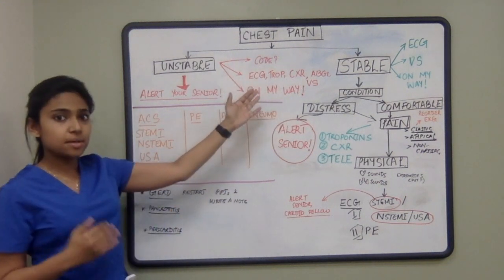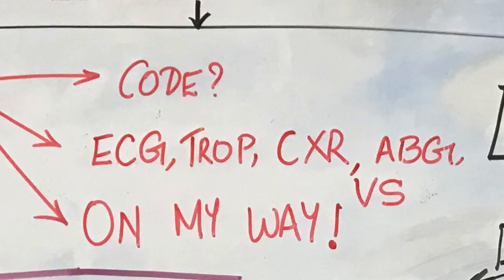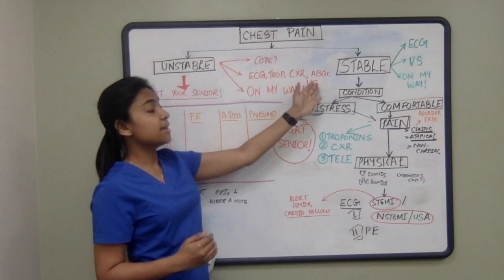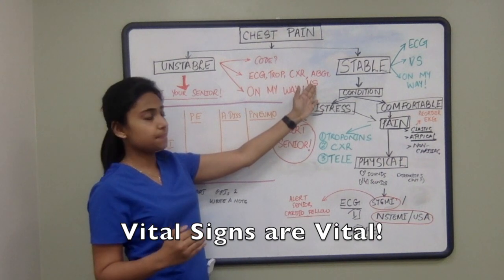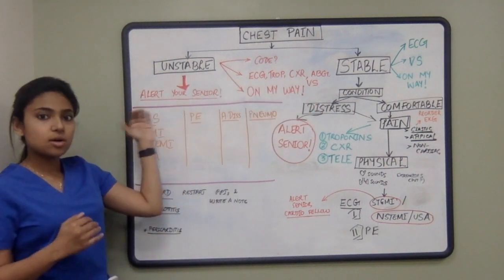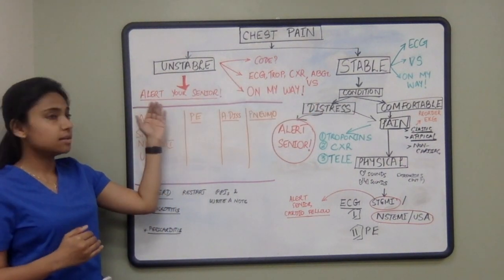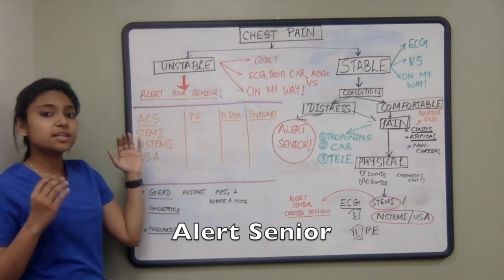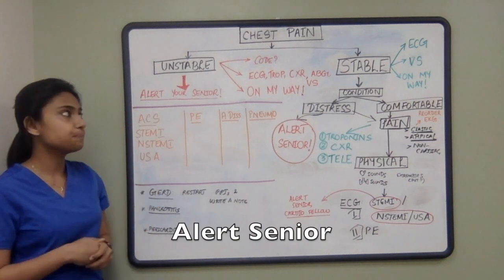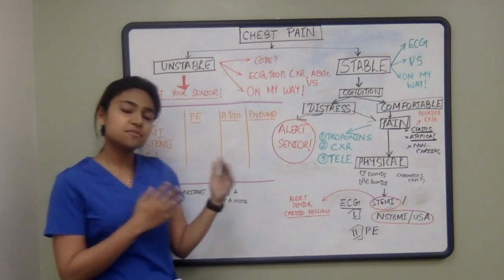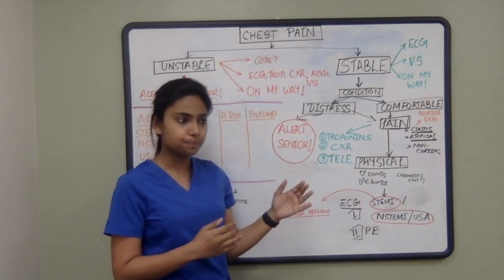In the meantime, ask them to order an EKG, troponins, chest X-ray, ABG, and a fresh set of vitals. Once you've done that, on your way to see the patient, alert your senior so you can keep him or her in the loop. Now let's consider a different scenario where your patient is stable.